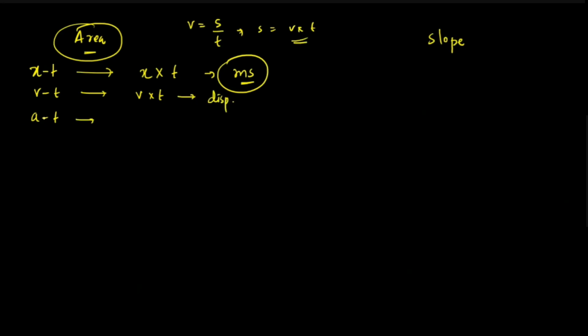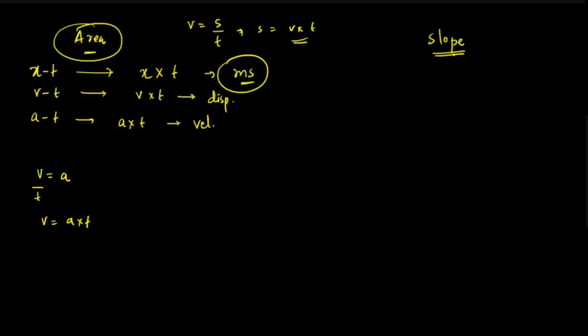Similarly, if it is an acceleration time graph, what you have to do is just multiply acceleration and time. We already understood that rate of change of velocity will give us acceleration, so velocity is going to be acceleration into time. So from the area of the acceleration time graph, we'll get velocity. All right. Don't learn these things. Just try to understand what exactly we are doing.